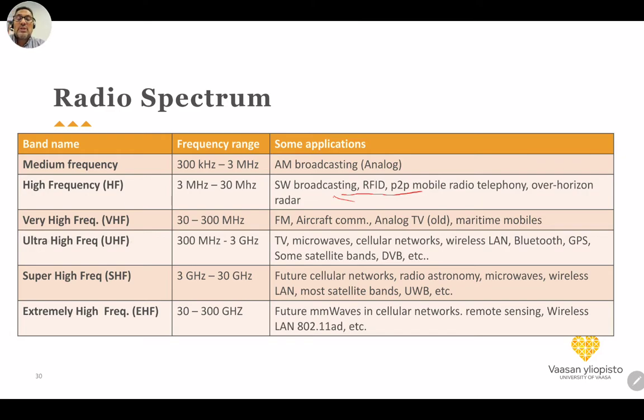Ultra high frequency, UHF. These VHF and UHF bands, more than 15 or 20 years ago, were used a lot for analog TV, but nowadays they are not used anymore. Analog TV has almost disappeared. UHF is from 300 megahertz up to 3 gigahertz. Super high frequency is from 3 GHz up to 30 GHz, and extremely high frequency is from 30 to 300 GHz. Remember that there are also other names; for example, satellite communication uses different names for frequencies, like K-band, Ku-band, and so on.